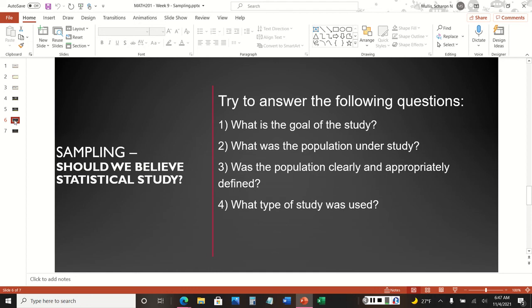The third one is, was the population clearly and appropriately defined? Again, you want to go into different classes, possibly more than just business related classes, and you go into health related classes. You want to go into a class that has a nice assortment of majors in it. And then the fourth thing is, what type of study was used? Are you using convenience sampling, stratified sampling, cluster sampling, or random sampling? What type of study are you using to gather your data?